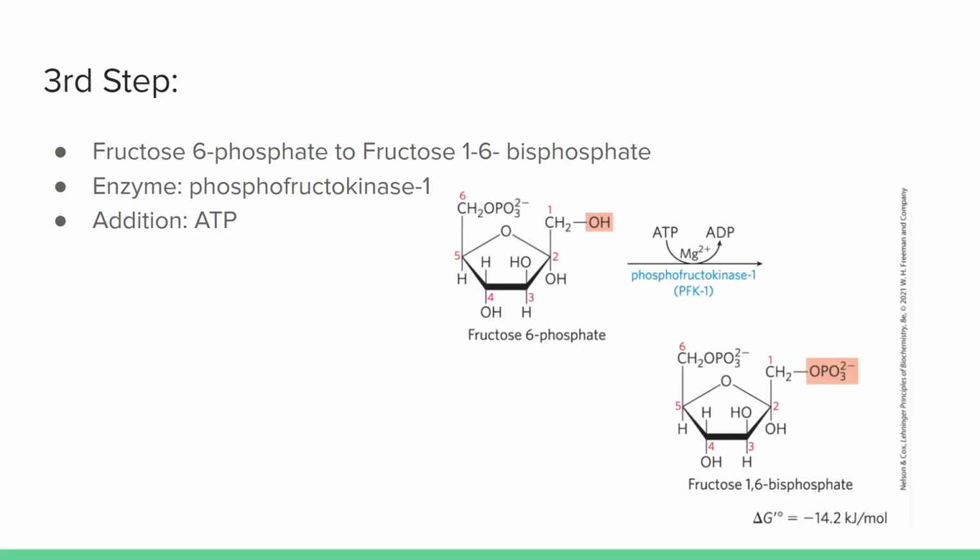Using the fructose 6-phosphate, the phosphofructokinase 1 enzyme is used to catalyze its conversion to fructose 1,6-bisphosphate by using ATP. One of the ATP's phosphate groups is added to the structure, which causes the ATP to be converted to ADP. This step is also irreversible.